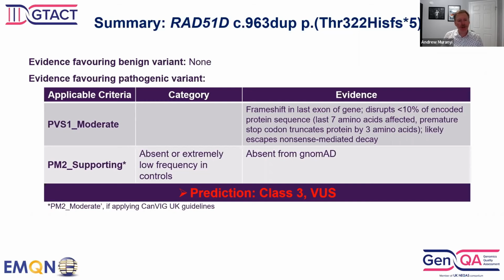However, if you're using the CanVIG-UK guidelines, once again, this becomes PM2 moderate. So there's a slight difference in the strength of evidence you use here, but it still arrives at a class 3, a variant of uncertain significance. Next slide, please.